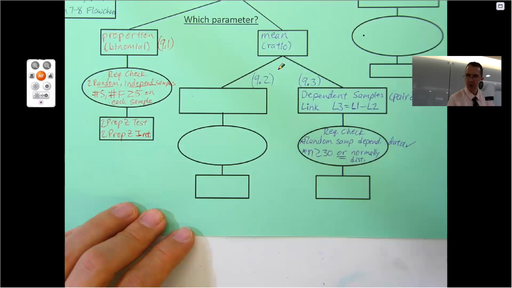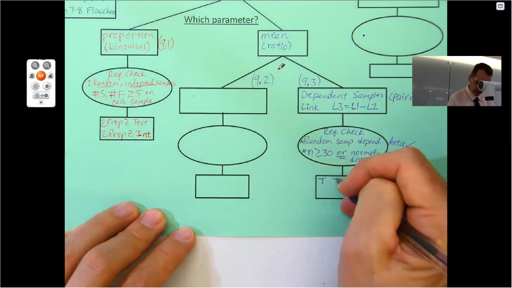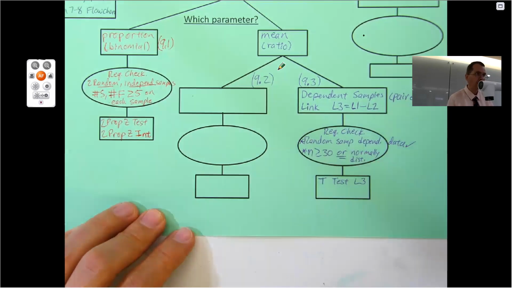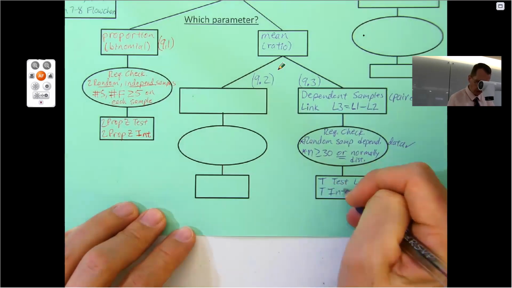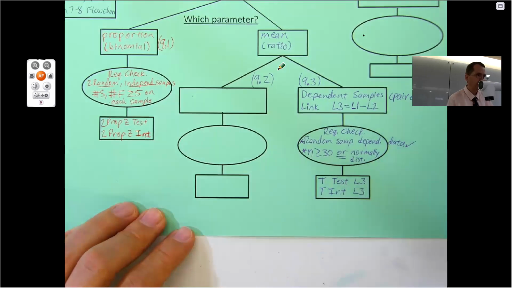And if that was true, then we did a t-test on not list 1 or list 2, but on list 3, their difference. Or we did a t-interval on list 3. Good.